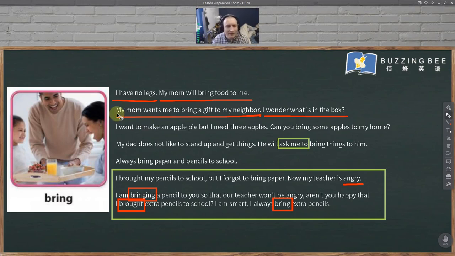Let's go to the next example now. My mom wants me to bring a gift to my neighbor. I wonder what is in the box.